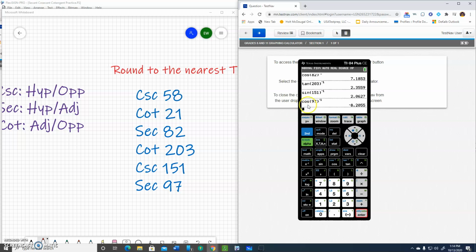8.2055. Now, if you have a concern about a number being negative or positive, the whole idea is that there's a consistency with your keystrokes. So you begin to trust the answers you get. The consistency is find the reciprocal, trig function, angle, close parentheses, reciprocate. So hopefully this helps you as we move forward.